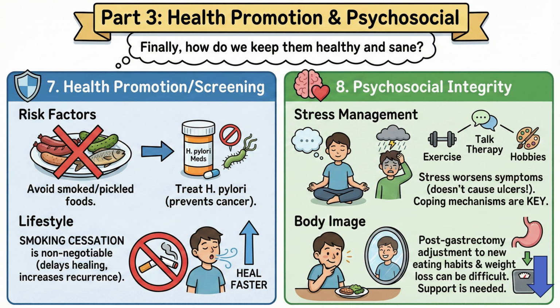So for health promotion and screening, risk factor teaching: patients should avoid smoked pickled foods and treat H. pylori to prevent gastric cancer. Lifestyle: smoking cessation is non-negotiable. It delays ulcer healing and increases recurrence.